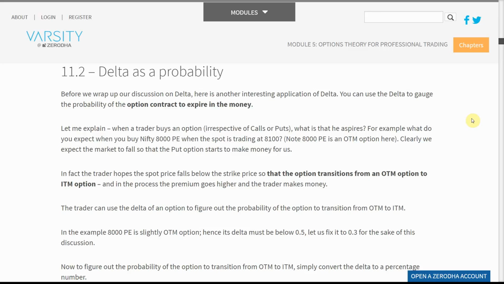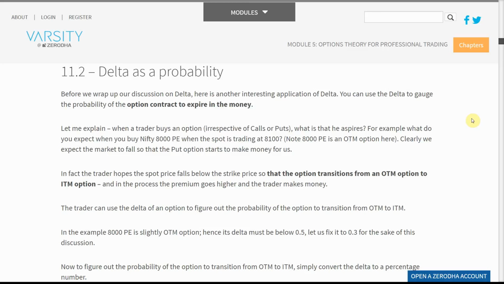Clearly, we expect the market to fall so that the put option starts to make money for us. In fact, the trader hopes the spot price falls below the strike price so that the option transitions from an OTM option to an ITM option, and in the process the premium goes higher and the trader makes money. The trader can use the delta of an option to figure out the probability of the option to transition from OTM to ITM. In the example, 8000 PE is a slightly OTM option. Hence its delta must be below 0.5. Let us fix it to 0.3 for the sake of this discussion.